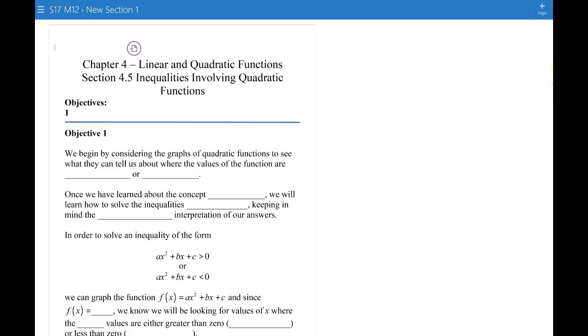So chapter 4, this is the last section we'll be working on, 4.5. This is inequalities involving quadratic functions. So we're going to add this to your bag o' tricks of you've done linear inequalities, absolute value inequalities. Now this is a different type involving quadratic functions. So that's the only objective, is to solve this type of inequalities.